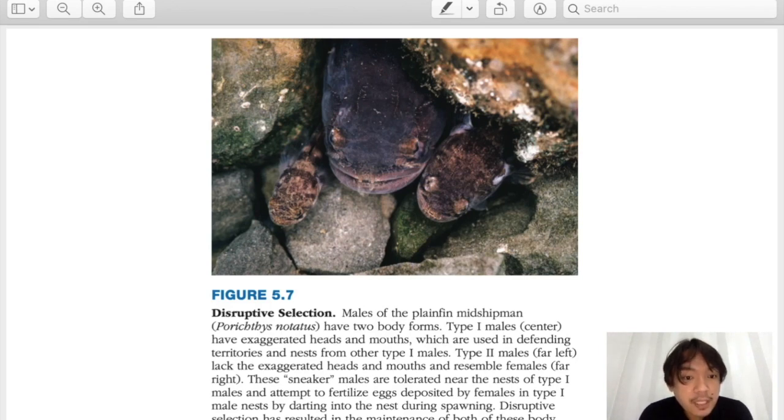Sounds pretty interesting. Okay, so the sneaker males are tolerated near the nest of type 1 males and attempt to fertilize eggs deposited by females. This one here is pretending to be a female, so that they can come into the eggs of the female and then attack and gather it and eat it.